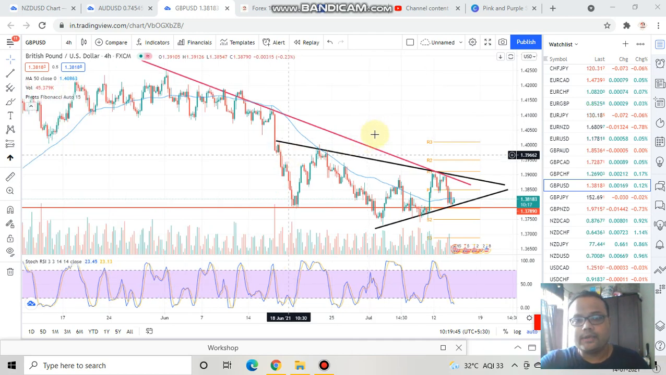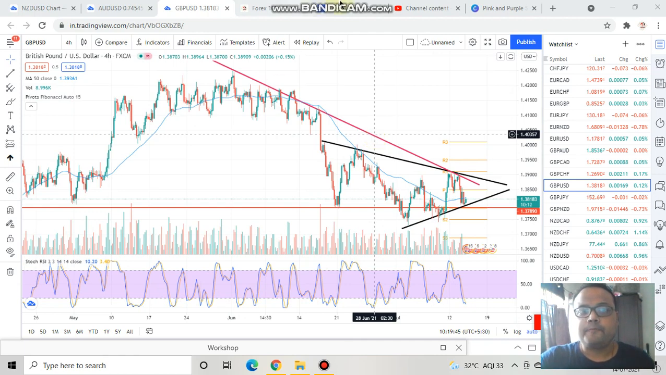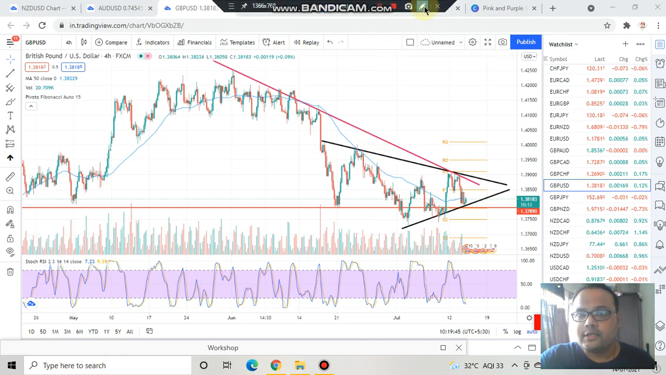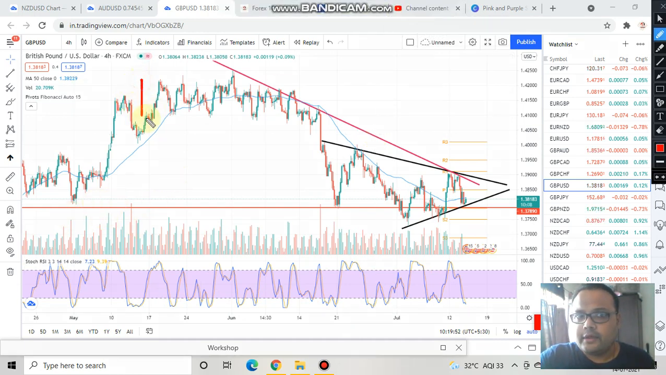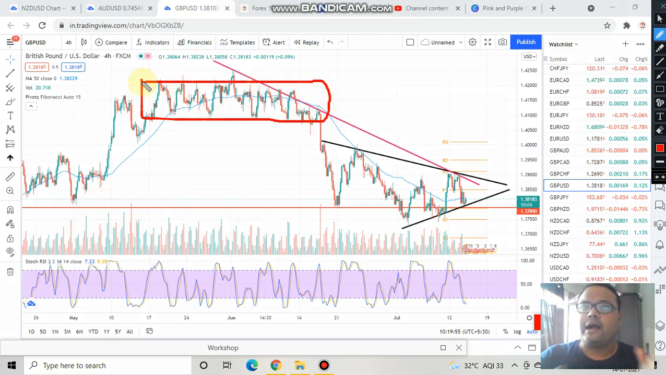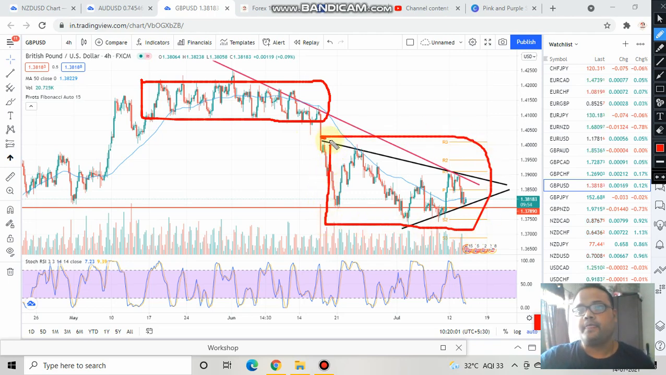We can see that market was in uptrend. Then as we all know, GBP USD consolidated for a long time. After that FOMC meeting came out, dollar became strong, pound became weak, and after that there was a sharp fall, and right now market is trading in this range. So overall the trend of the market is not much clear to us.